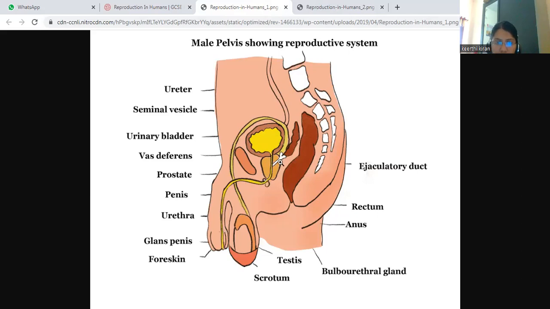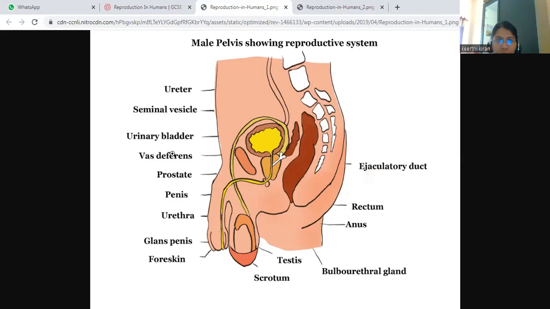Not only the female body, it will help sperm to pass into the female body. Also, the passage of urine takes place through this one. So the main use of this urethra is that it is the common passage for both the urine and the sperm.